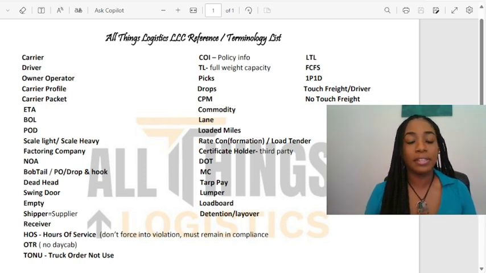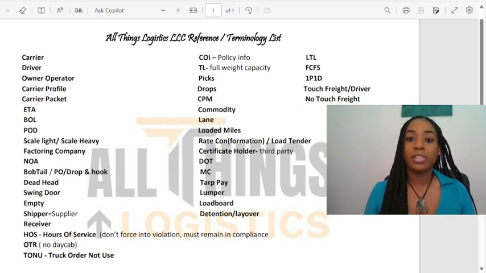Next, we have something that you all should be familiar with by now, if you've already gone through my videos. I explain what a BOL and a POD is, but again, since we're going over terminology, I'll address it. A BOL is the bill of lading. It is received from the shipper. So when the carrier gets to the shipper to pick up the load, they are going to be given a bill of lading. The bill of lading gives them details of what the load is, what condition it's in, what the weight of it is, what the commodity is, and all of that good stuff.